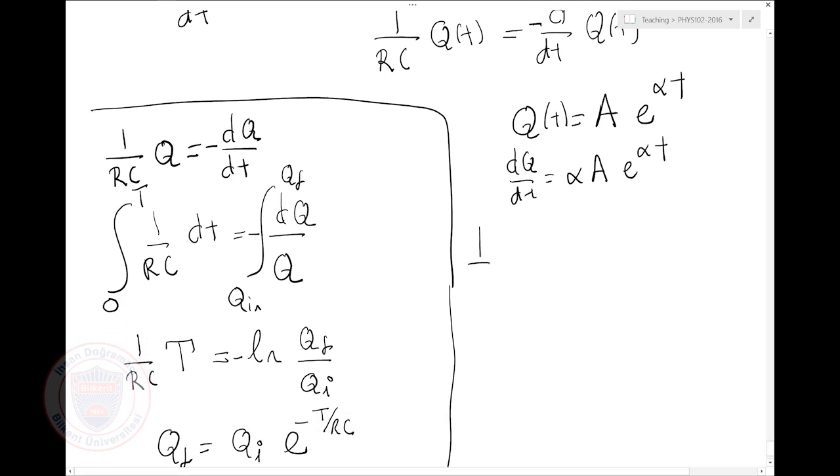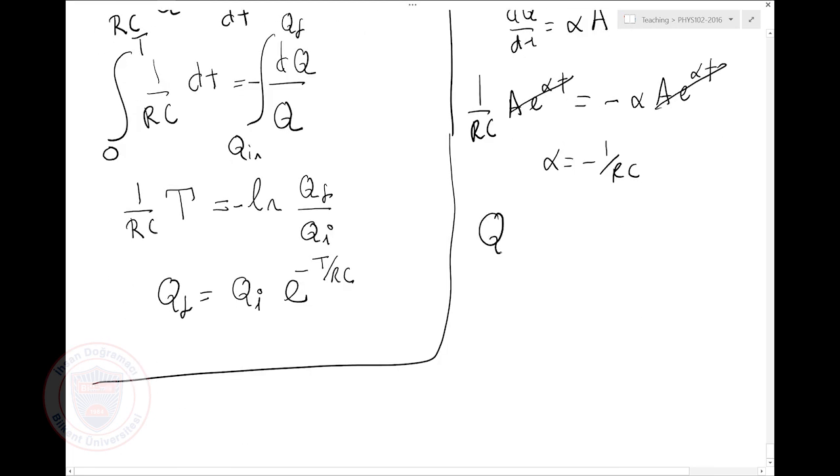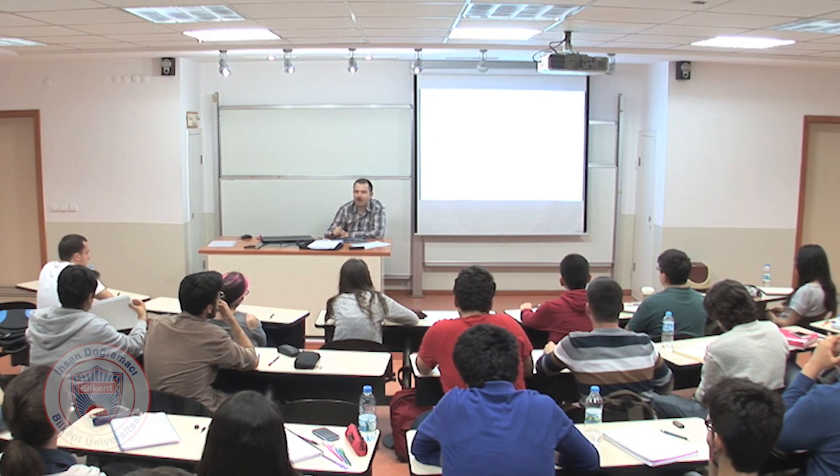Now, I'm just replacing these into my differential equation, is minus alpha e to alpha t. So alpha is minus 1 over RC. So I find q of t as a e to minus t over RC. How do I find a? At t equals 0, I have a boundary condition. At t equals 0, q of t equals 0 must be q0, my initial charge.